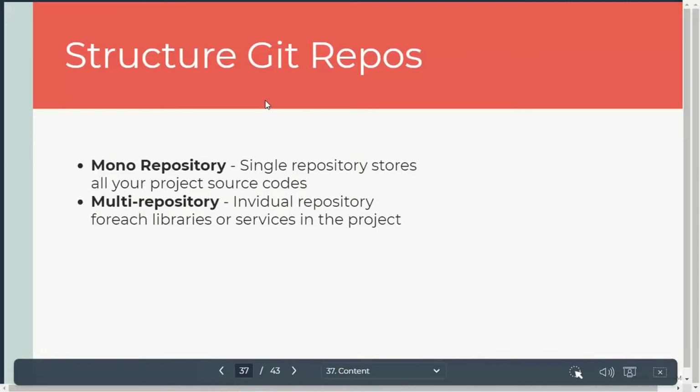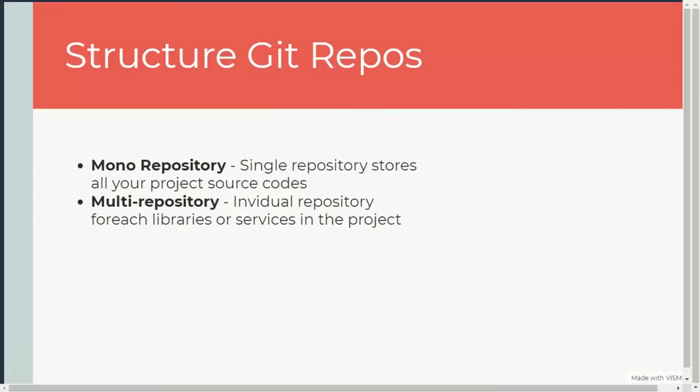Okay. So in that repository, yesterday we created the Git repository in Azure DevOps. For example, there are two structures, and it's not specifically related to Azure DevOps. It is common to every source control system: whether we are going to use a mono repository or a multi repository.